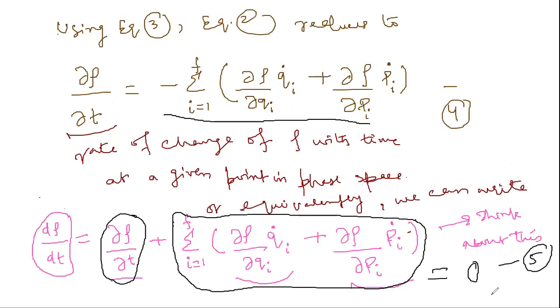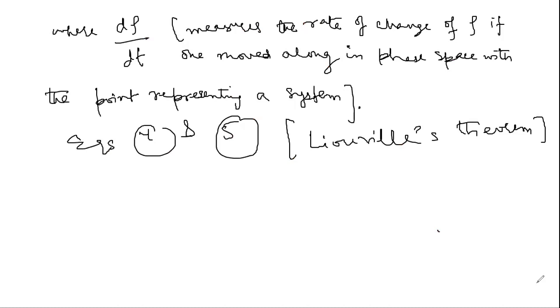In equation 4, you are finding the rate of change of rho with time at a given point in phase space. Your point in phase space is fixed. In 5, you are expressing this rate of change of rho with time, but you are not fixing the point. You are moving along with the point representing a system in the ensemble of systems, right? So this equation 5 says this rho is conserved in time. Its total derivative is 0. So this equation 5 is called or named as principle of conservation.